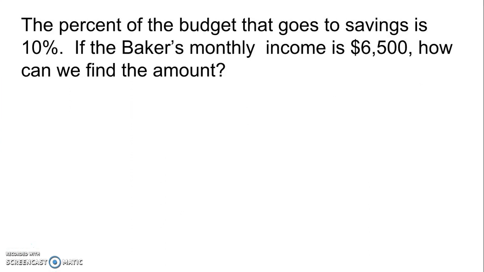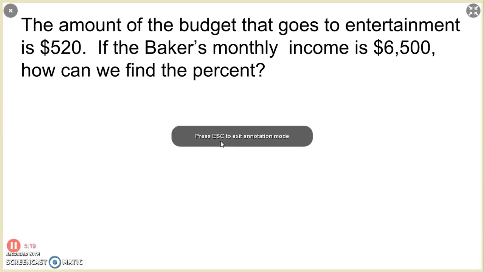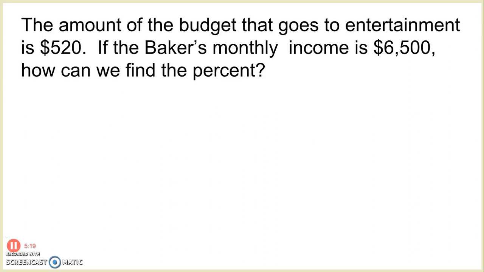Next up is entertainment. The amount of the budget that goes towards entertainment is $520. If the baker's monthly income is $6,500, how can we find the percent? Are we looking for our part, percent, or whole? We're definitely looking for the percent because they asked us for the percent here.